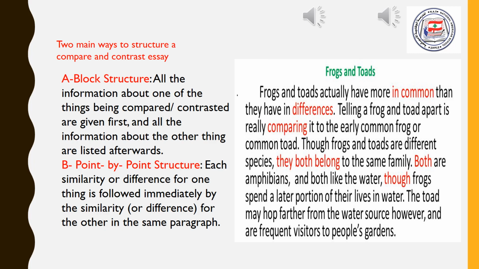You have the freedom to choose the block structure or the point-by-point structure. But the second structure is clear and ensures that the similarities and differences are more explicit. And in the second structure, you can use more signal words.